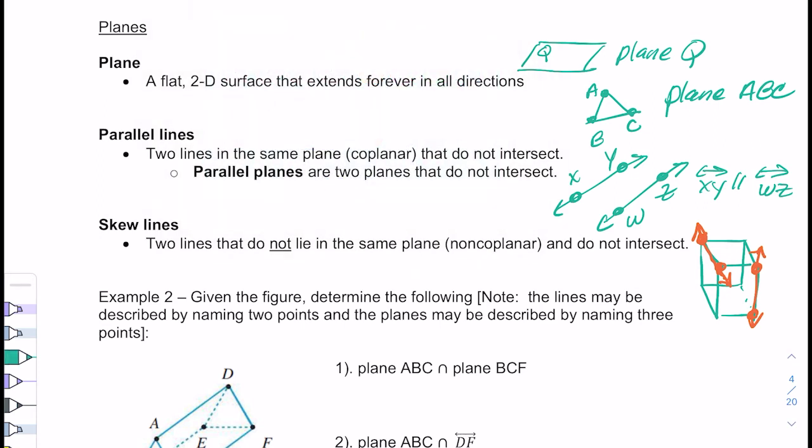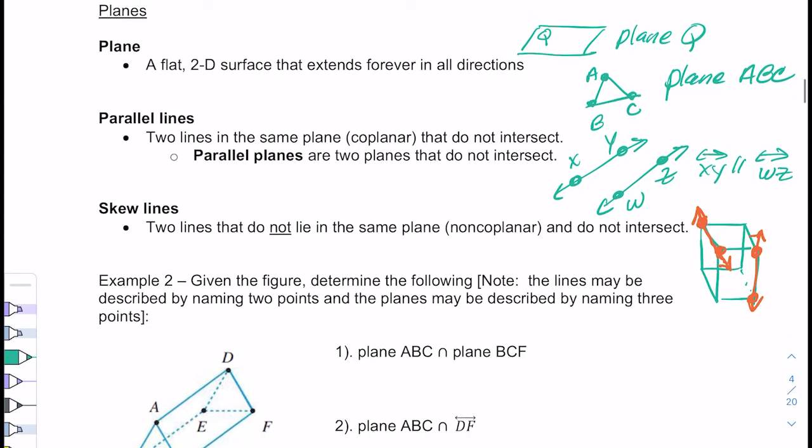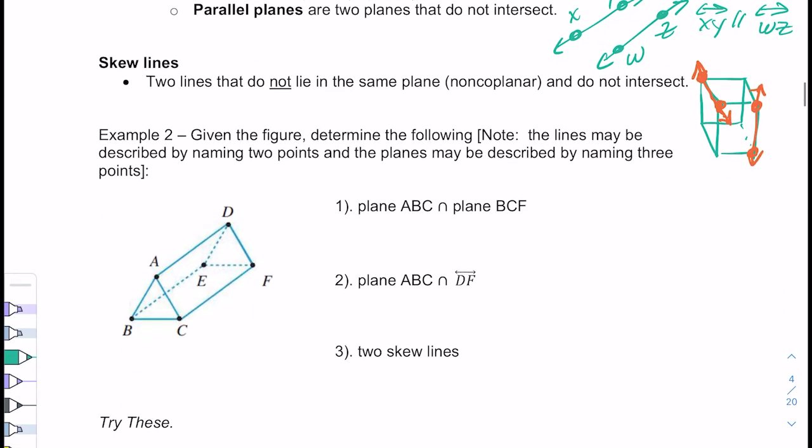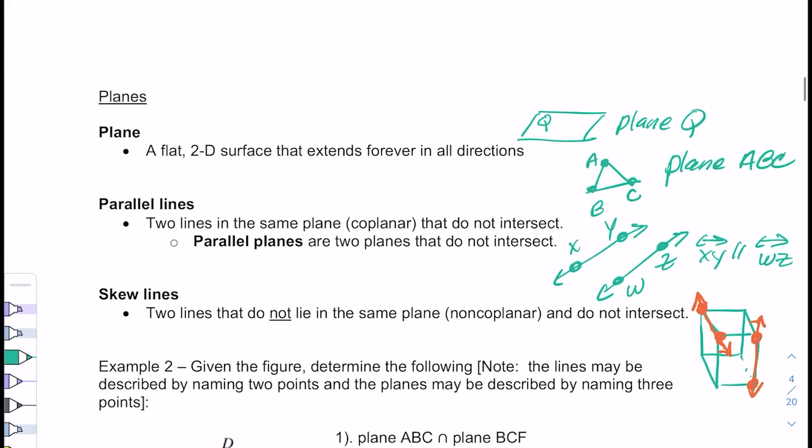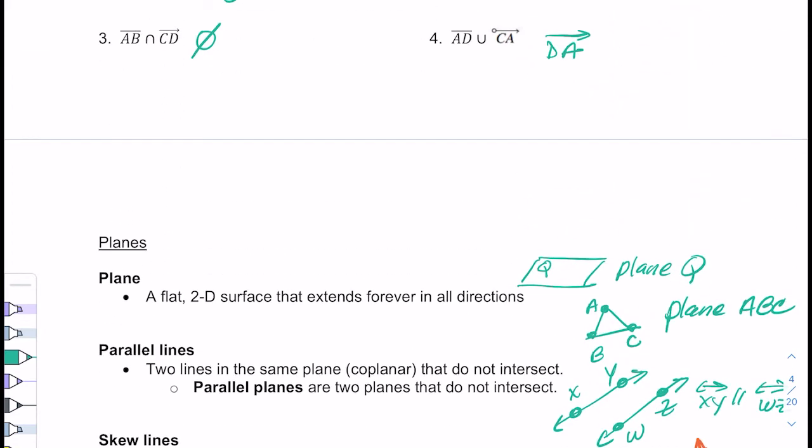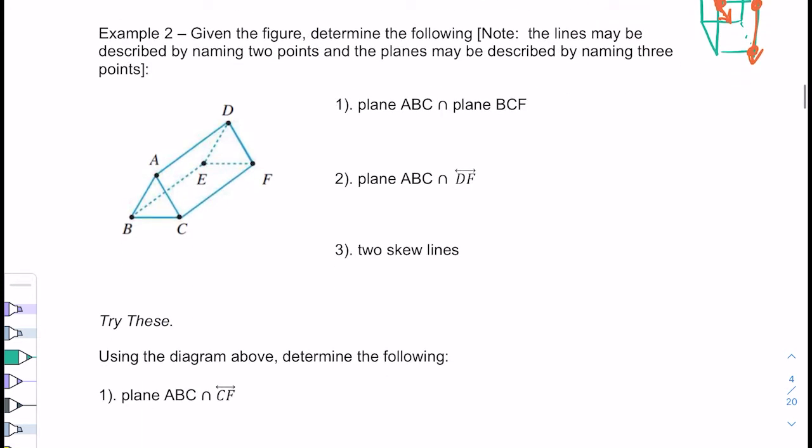Okay, so now we have a figure, and they tell us that the lines may be described by naming 2 points, and the planes may be described by naming 3 points. Remember, you can make a plane with a triangle. Okay, so again, we're trying to look at intersections and unions. So given this diagram, they want us to find what's the intersection of plane ABC and plane BCF.